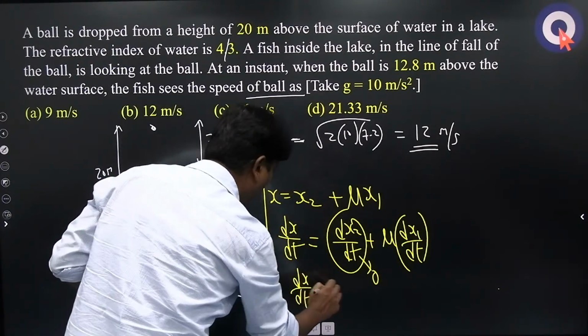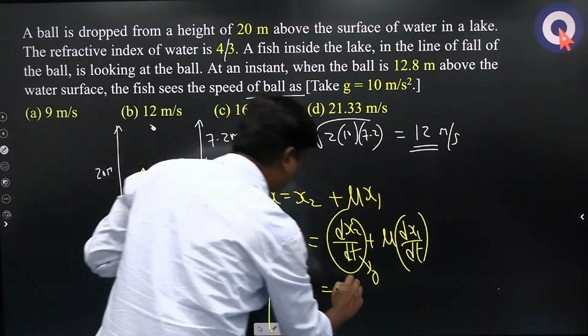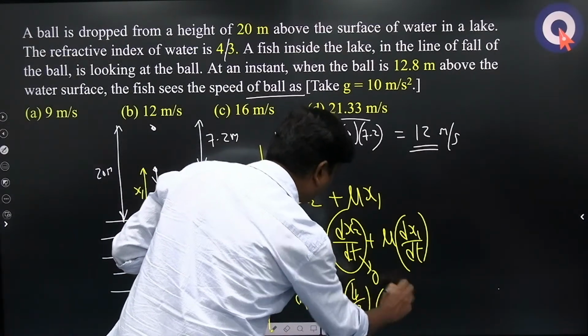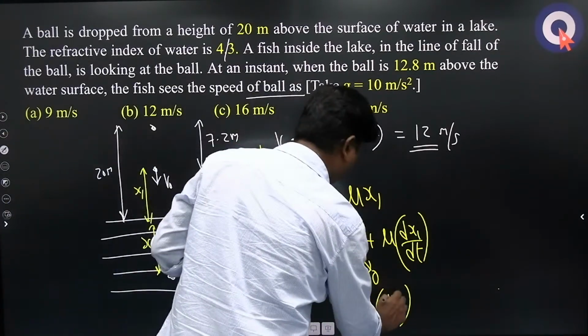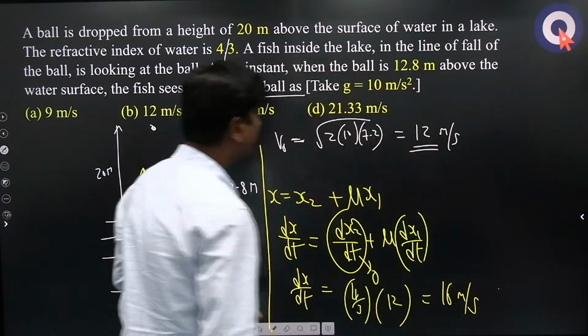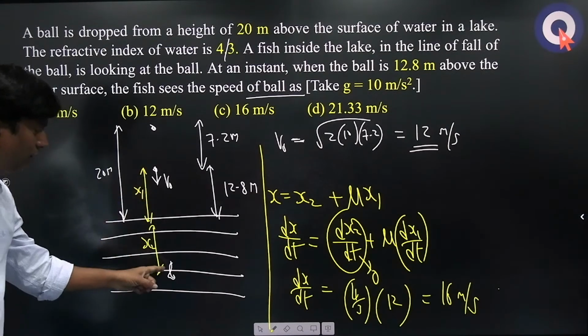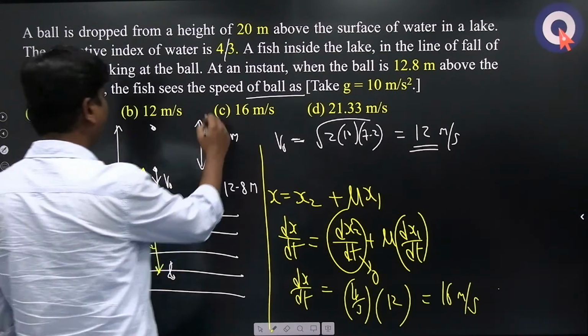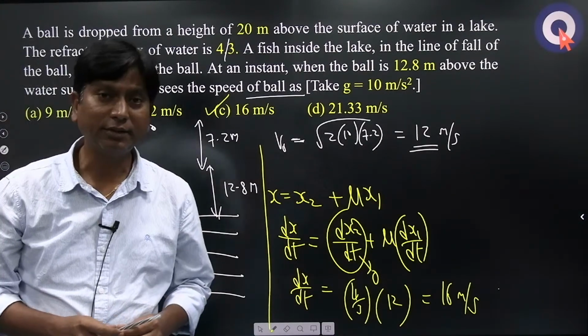Now coming to dx by dt, what you are finding out is dx by dt equal to nu times dx1 by dt. What is the value of nu? 4/3 times dx1 by dt, which is nothing but the speed of the ball, already we have got it as 12. This comes out in meter per second. So the speed of the ball according to the fish is nothing but 16 meter per second. So that will be the answer.